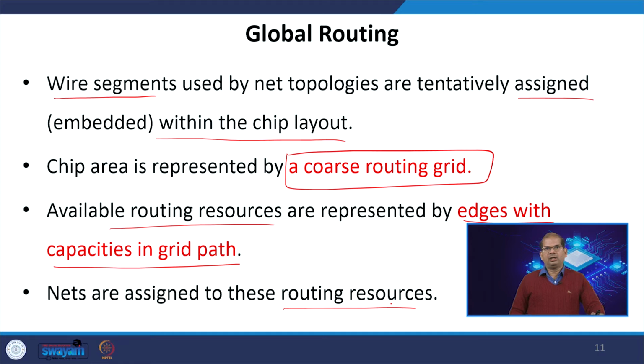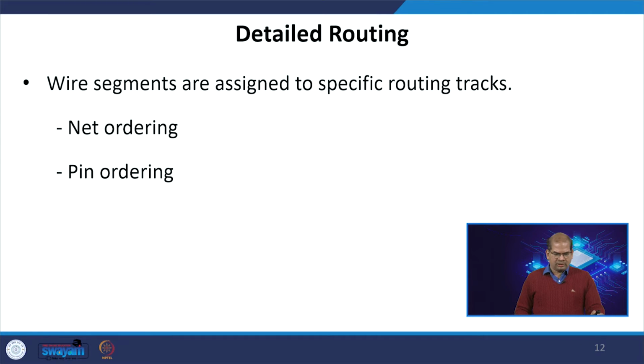Then after you have a grid, what are the steps? First, we have a coarse routing grid, then we define the capacity of each of the edges, then we assign the nets to those edges. So, in case of detailed routing, there are basically two steps. Okay. One is called net ordering and the second one is called pin ordering. In net ordering, we will choose one of the nets in the design. Then in pin ordering, we will consider the pins that are using that net.